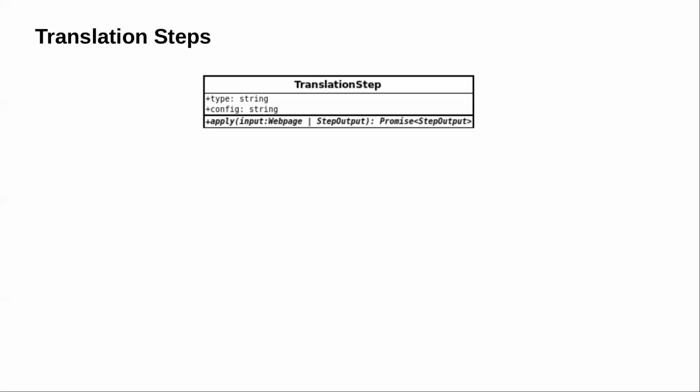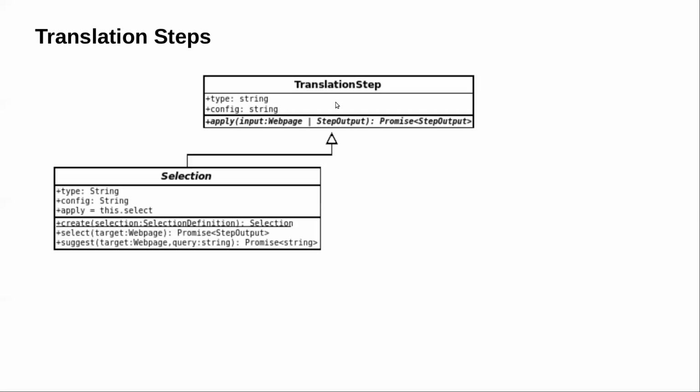So remember from my previous explanation that we had templates. These templates had fields. The fields had procedures, and each procedure was a series of selection steps and transformation steps. So we're going to group those selection and transformation steps into a translation step. This is like our parent class. Specifically, then we have selection step class.